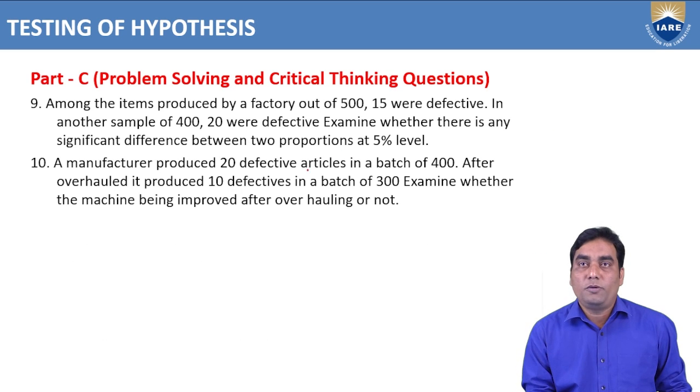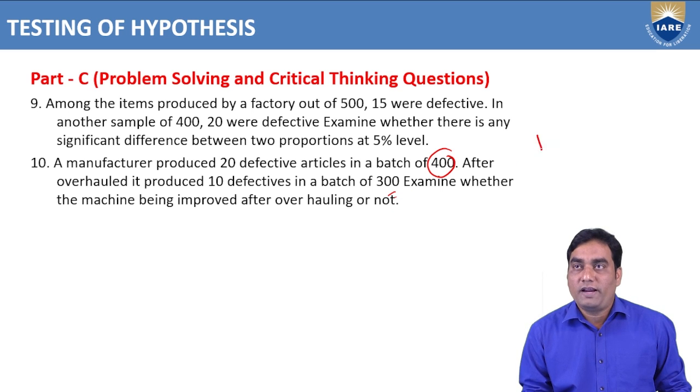Now coming to the last problem, a manufacturer produced 200 defective articles in a batch of 400. After overhauling, it produced 10 defectives in a batch of 300. Examine whether the machine has improved after overhauling or not. The same concept you also apply here, but here you can find P, 20 defective articles out of 400. After overhauling, it produced 10 defectives in a batch of 300. This is the capital P, this is the small p, 10 by 300. So examine whether the machine has improved after overhauling or not. By using the test of hypothesis, we can solve this problem.